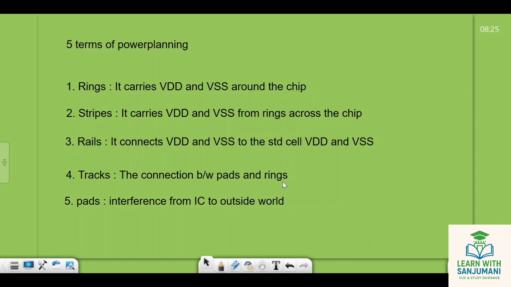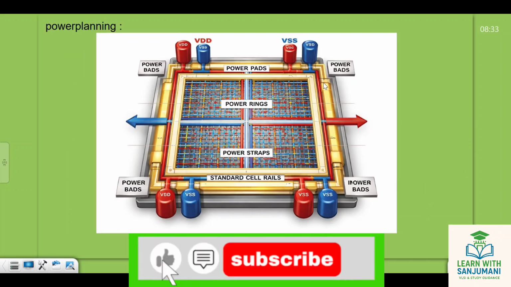Now coming to the pads. Pad is nothing but it is like a wall socket. Power comes from the outside into the chip. That is nothing but the pads. Wait, I will show you the image now. So yes, now see the image.